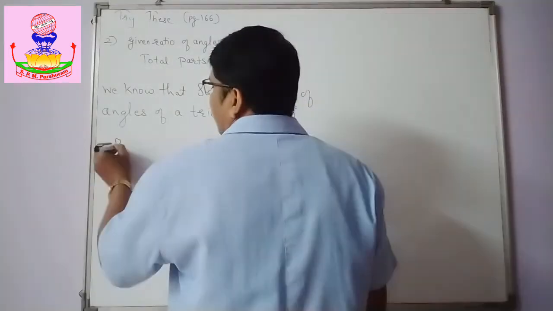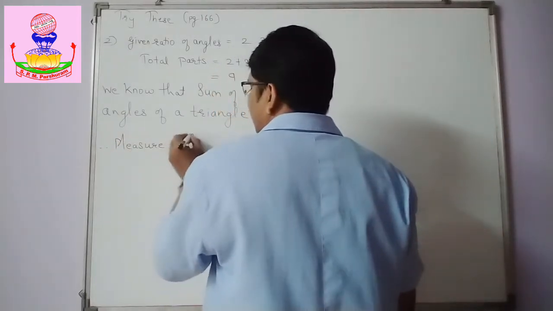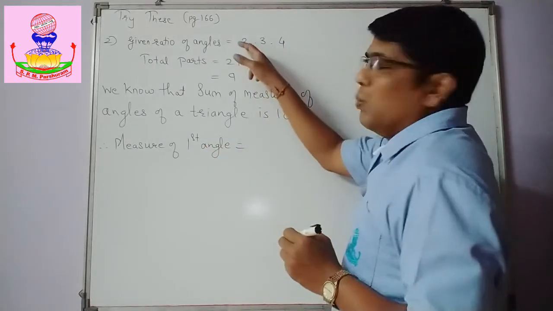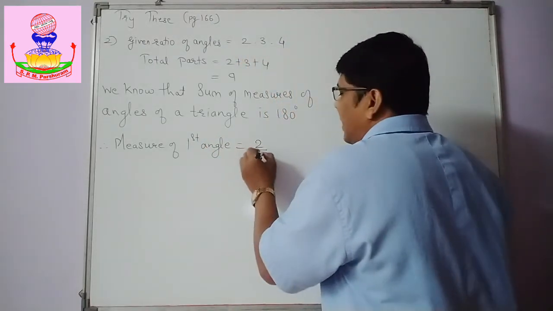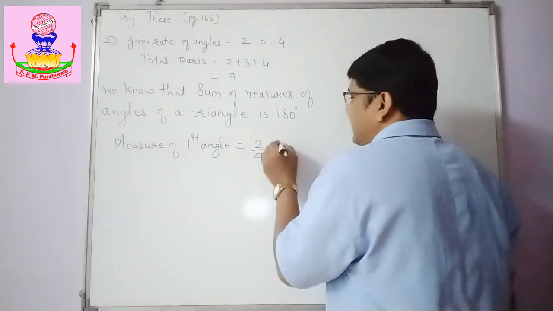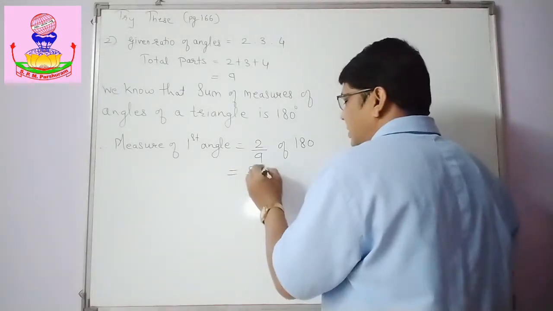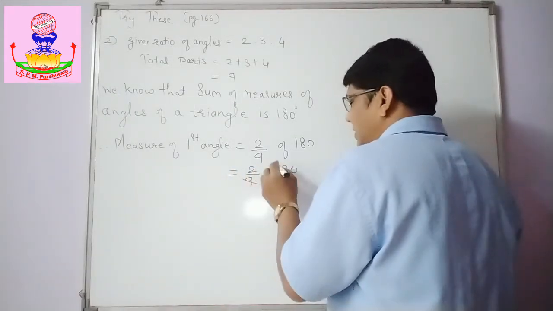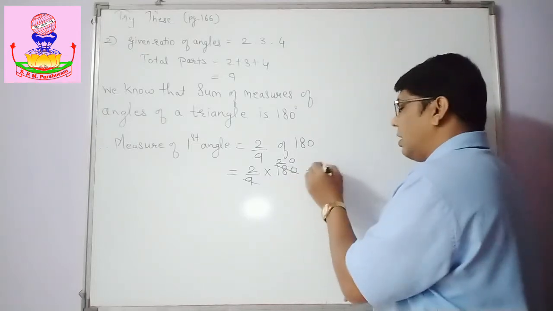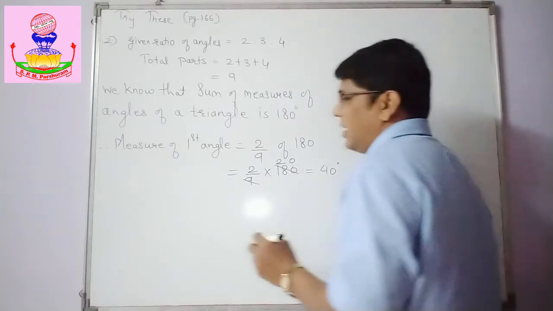So therefore, the measure of the first angle is 2, right? Total parts 9. So 2 upon 9 of what? Of 180, right? So that is 2 upon 9 into 180. So 9 ones are 9, 9 twos are 18, zeros are 0, and 20 twos are 40. So the measure of the first angle is 40 degrees.